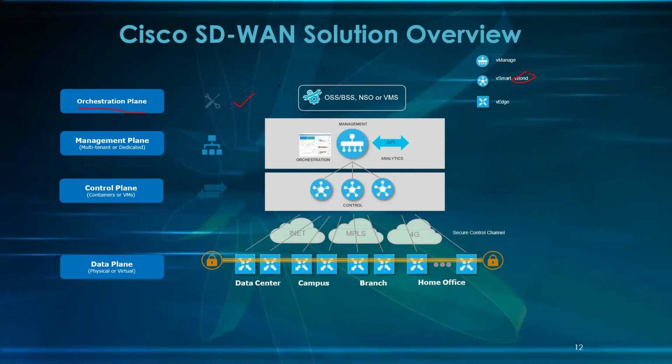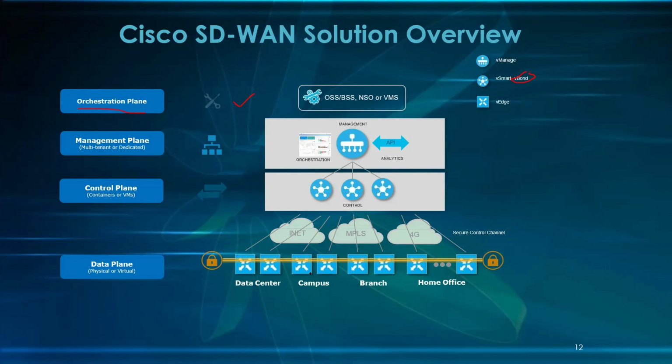The orchestration plane, only vBond is placed in orchestration. That's true. Management plane means vManager, control plane means vSmart, and the data plane means vEdge or cEdge, whatever you have.